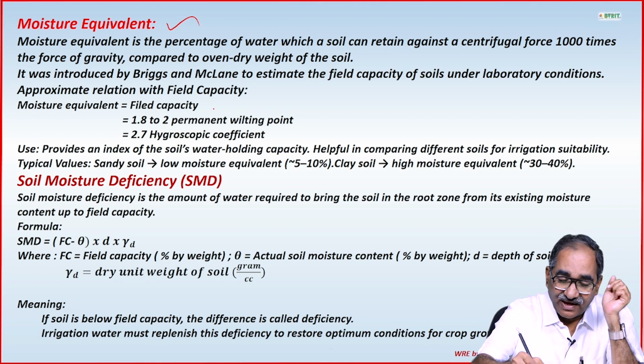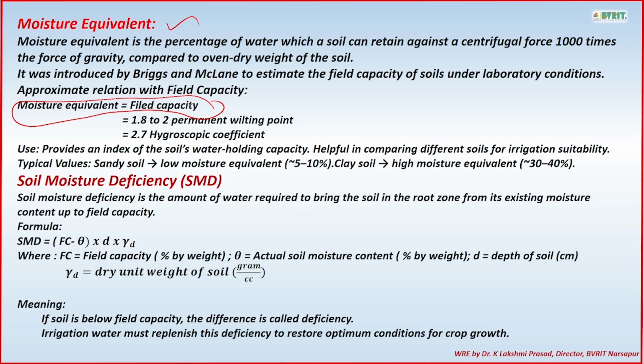That moisture equivalent should be equal to field capacity. And it is 1.8 to 2 times the permanent wilting point, and 2.7 times the hygroscopic coefficient. What is the use of this moisture equivalent? It provides an index of the soil water holding capacity, and it is helpful in comparing soils for irrigation suitability.